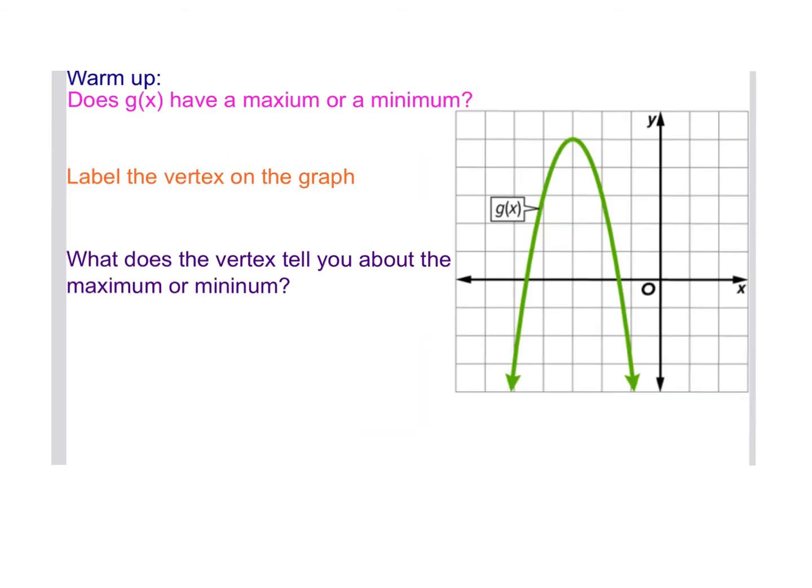It says, does this function here have a maximum or a minimum? Well, it looks like this is the highest the graph goes, so it is a maximum. If I label the vertex of that graph, it's negative 3, comma 5. It says, what does the vertex tell you about the maximum or minimum? I would say that's the highest point on the graph.